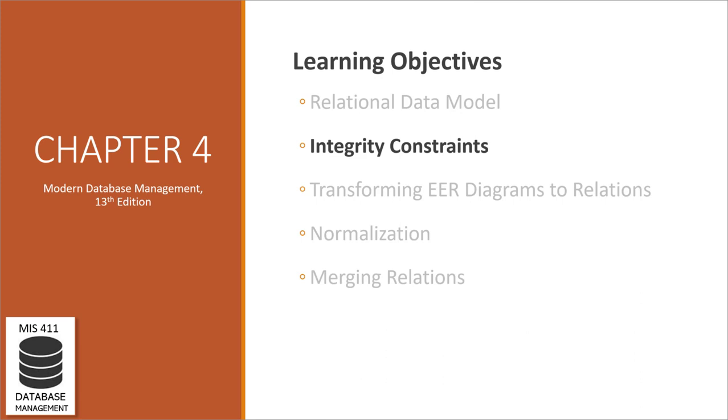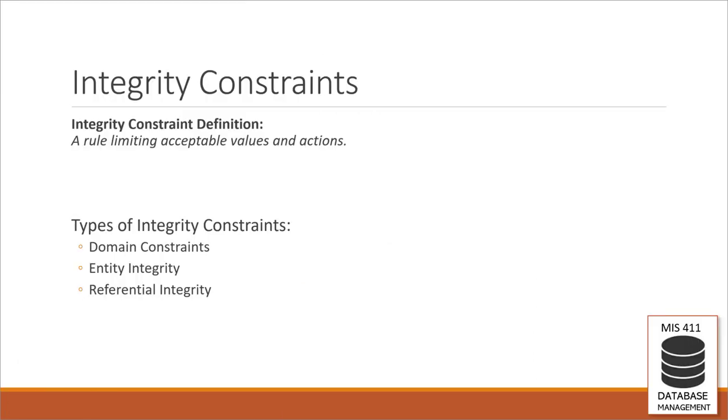So the second learning objective that we'll be exploring in Chapter 4 is integrity constraints. And at this point, constraint has obviously become something of a loaded word. We've used it in many contexts: in the context of metadata, in the context of completeness constraints, in the context of disjointness constraints, etc. So once again, a constraint really is just something that limits values and actions. That's the integrity constraint definition: a rule that limits acceptable values and actions. In general, constraint just refers to something that limits you in some fashion.